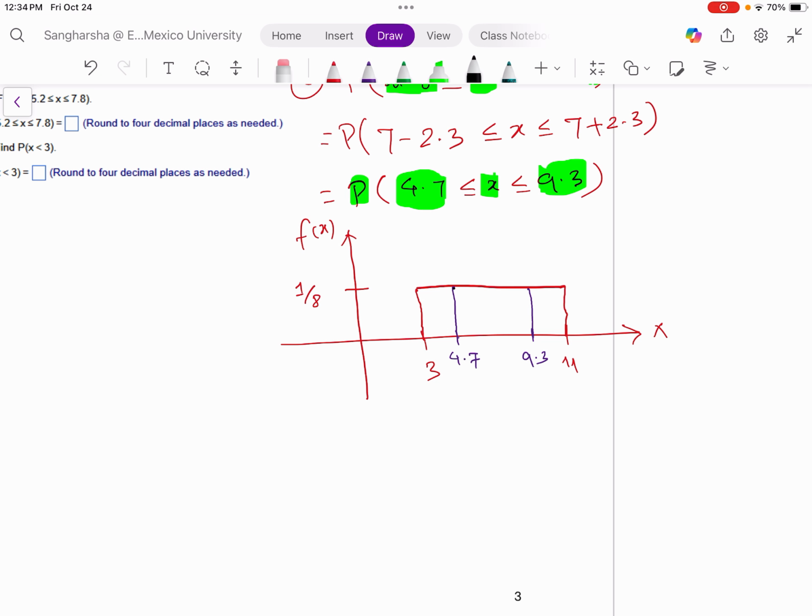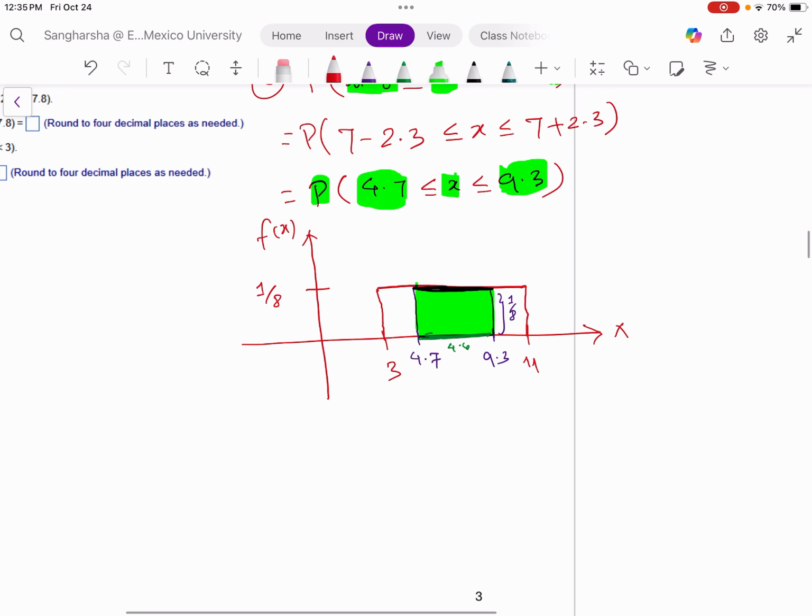Now this is the graph in between 4.7 and 9.3. Finding probability means we are finding the area under this graph, which is the area of this green rectangle. This height is 1 over 8, and this distance is 9.3 minus 4.7, which is 4.6.